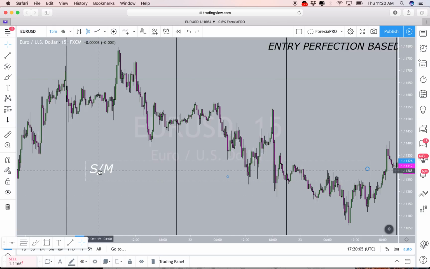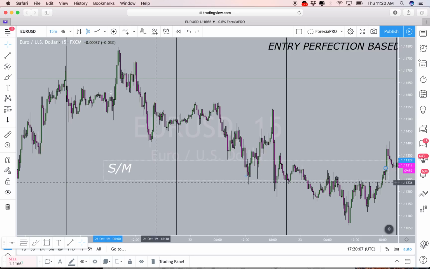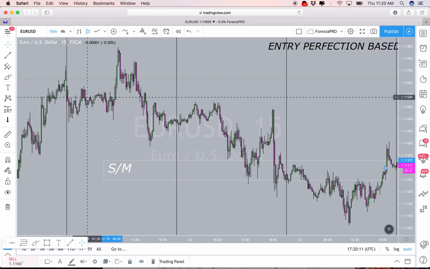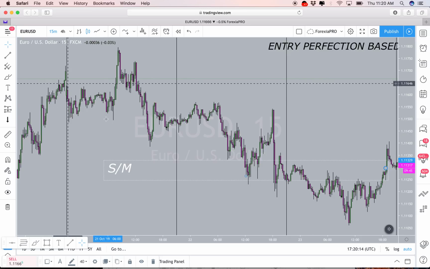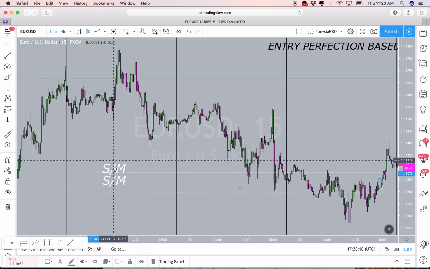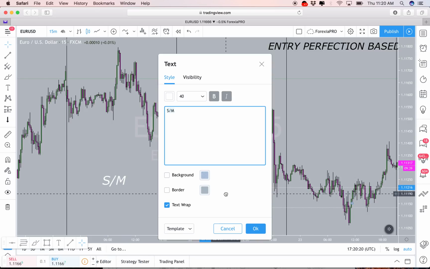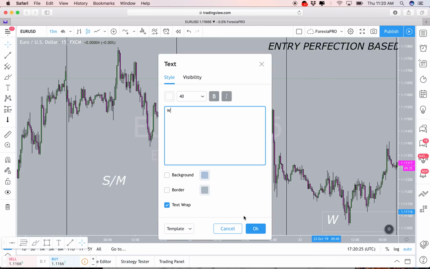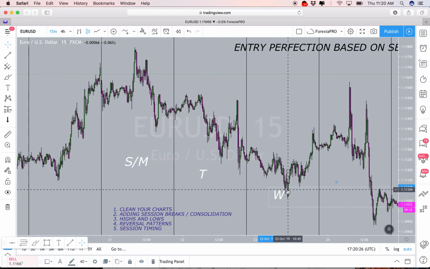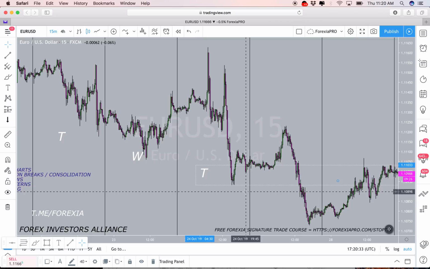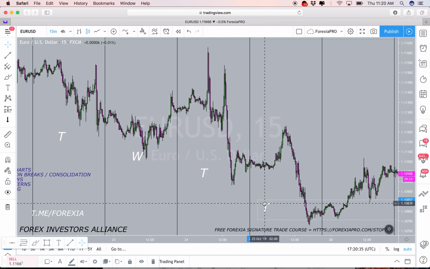Sunday, Monday are actually two days in the same 24-hour period because Sunday actually starts at 4 o'clock, market open, at least here in Costa Rica. Sunday, Monday, then we have Tuesday, Wednesday, and I like to mark out the days of the week. Then we have Thursday and Friday.